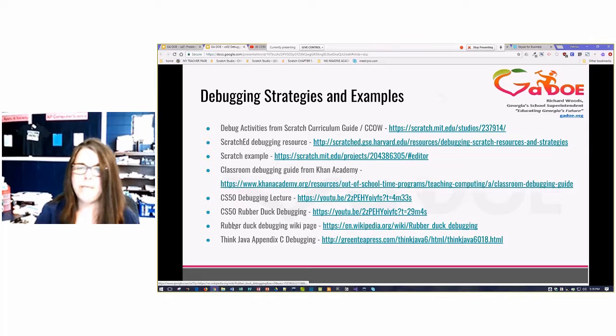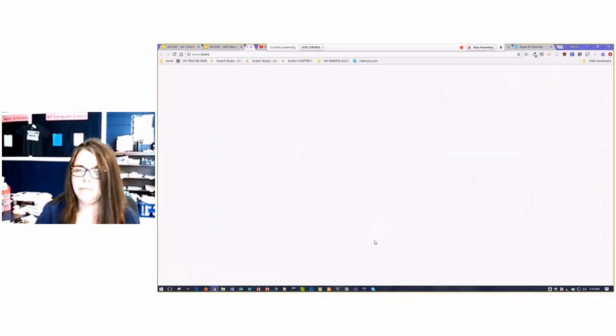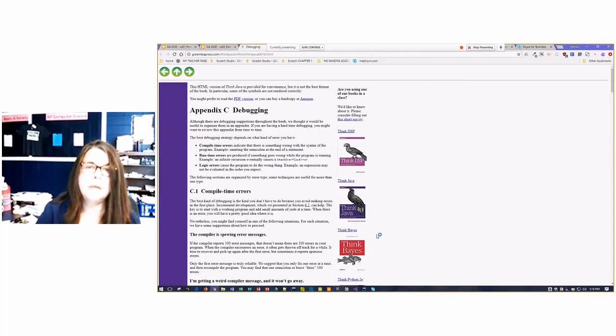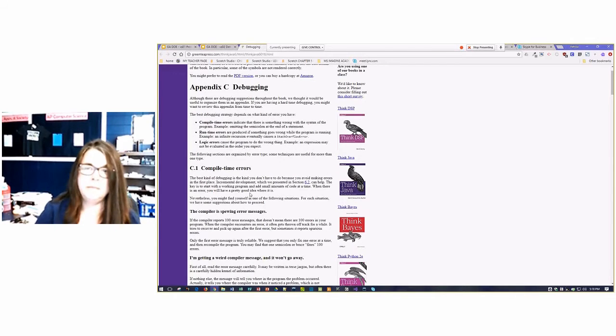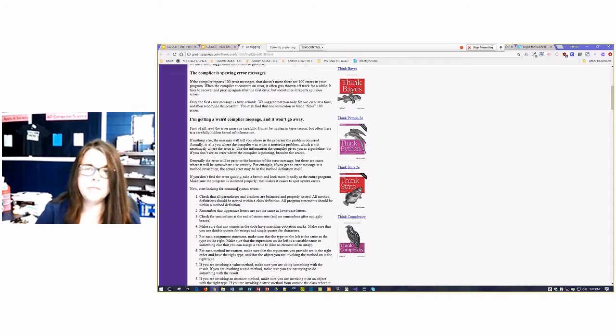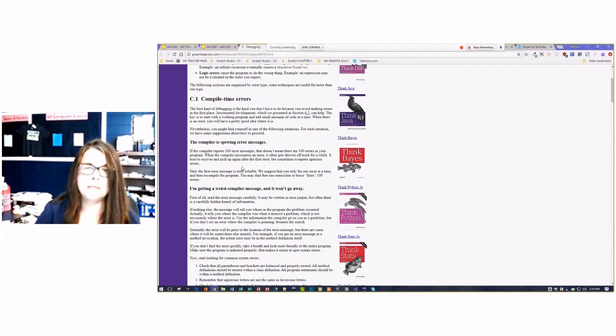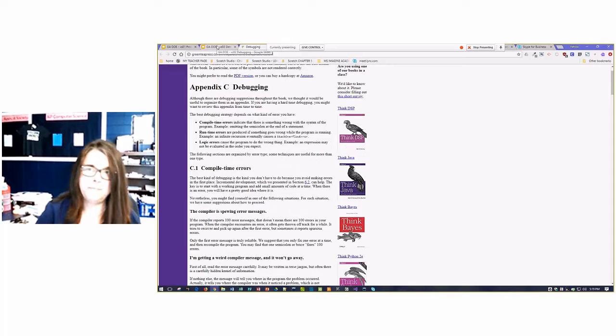And there's a wiki page that goes with this rubber duck debugging. This is a link to the Think Like a Computer Scientist book about debugging. They have a whole appendix on debugging. It tells you the difference between compile, runtime, and logic errors, which is important, and so on. I won't go through this all, but this is a nice little appendix on debugging.